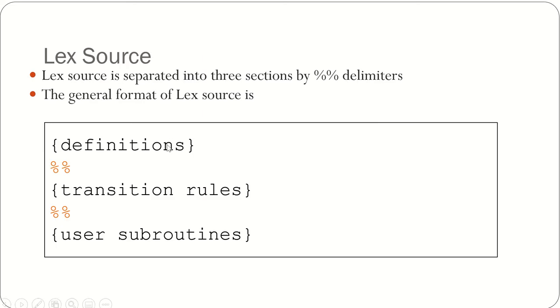This is the format of Lex specification. Lex source is separated into three sections by percent delimiter. General format is like this. You can specify definitions, transition rules, and user subroutines. Let's see an example of this specification.